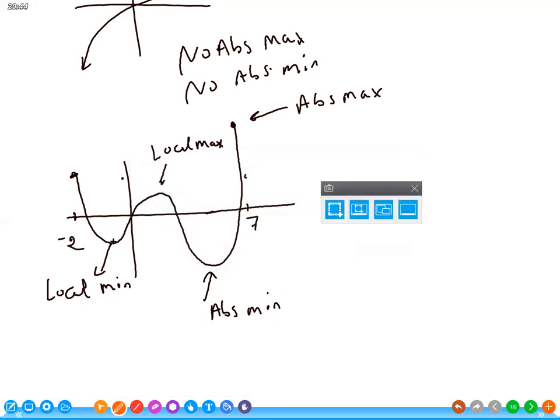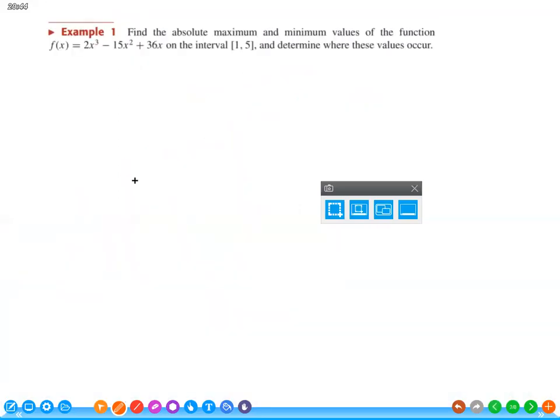This represents a critical point. How to find it? Derivative equal to 0, horizontal tangent line. Here, derivative equal to 0. Here, derivative equal to 0. How to know whether it is absolute or local? We look at the y values. This is graphical. I will start from your textbook, example 1.